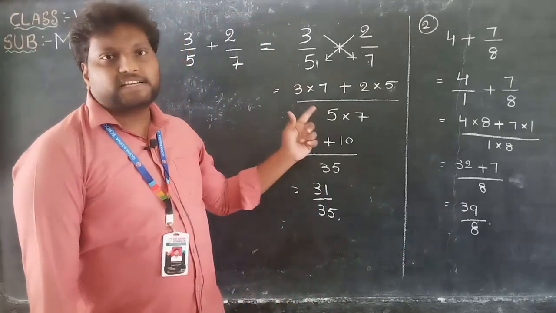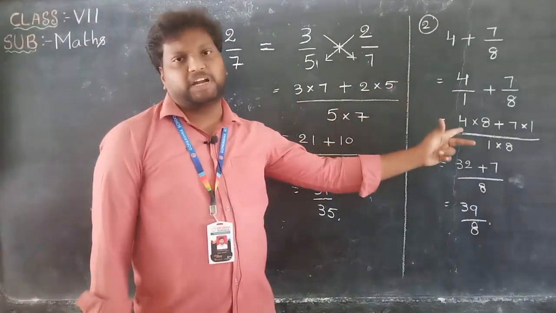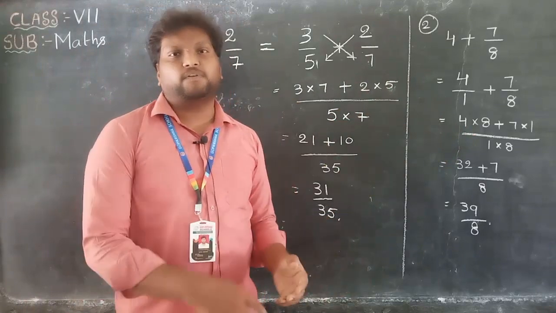Two unlike fractions means go to cross multiplication. If more than two fractions are there, we will explain the LCM method.